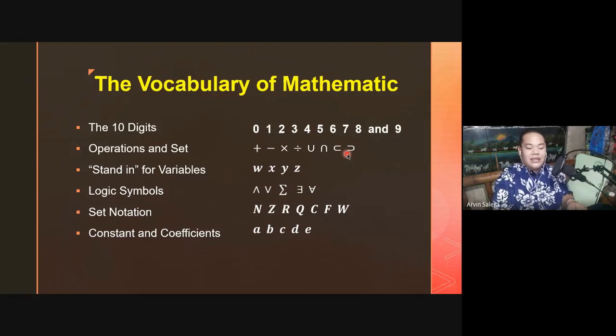Okay, the stand-in for variables. So again, as I discussed earlier, X, Y, or Z. It can also be W.